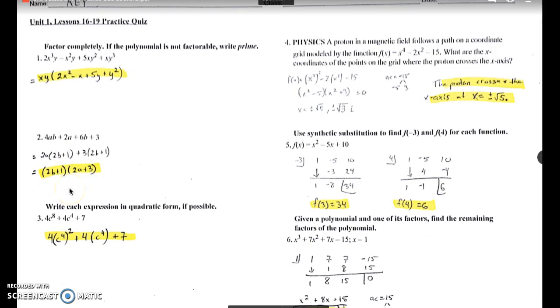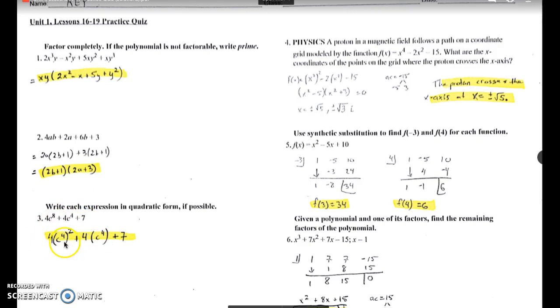Question 3 says to write each expression in quadratic form if possible. So quadratic form again is ax squared plus bx plus c. The way you can tell if something can be written in quadratic form is that the first power that you see in the function has to be twice as big as the next power. And those can be the only 2 terms in the polynomial that have variables, and there have to be 3 total terms.